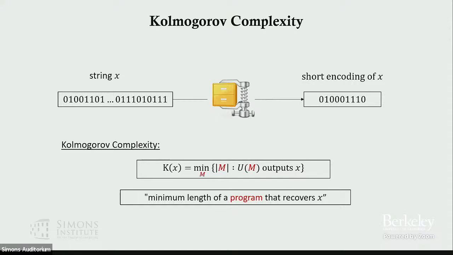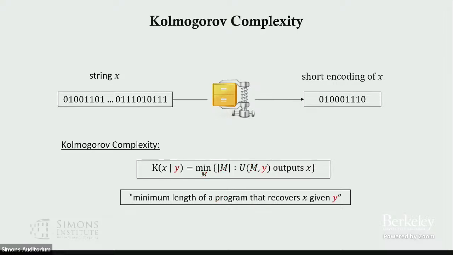I guess we have seen Kolmogorov complexity many times in previous talks, so let me just recap the definition very quickly. For a binary string X, we want to know the length of the shortest string from which we can recover X. So the Kolmogorov complexity of X is defined as the minimum length of a string M, which is called a program, such that if we feed M to the universal Turing machine, we get X.